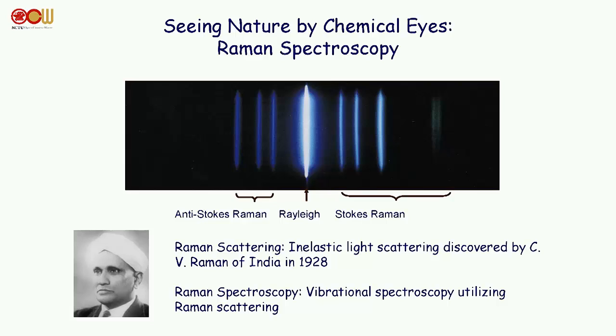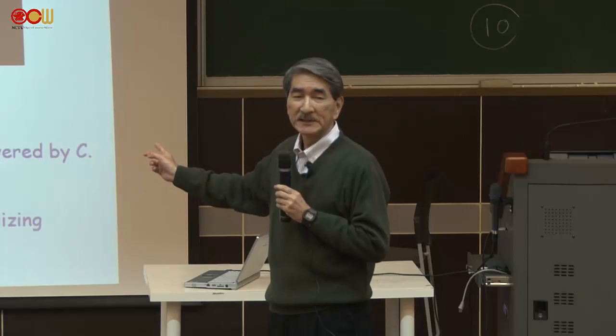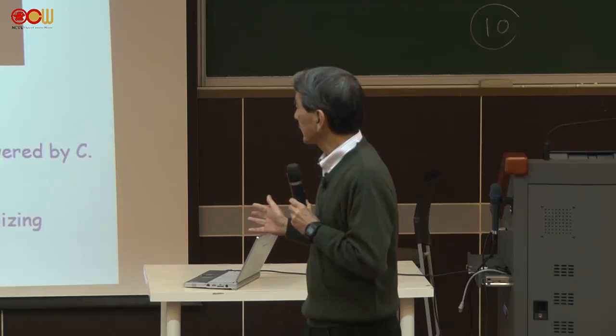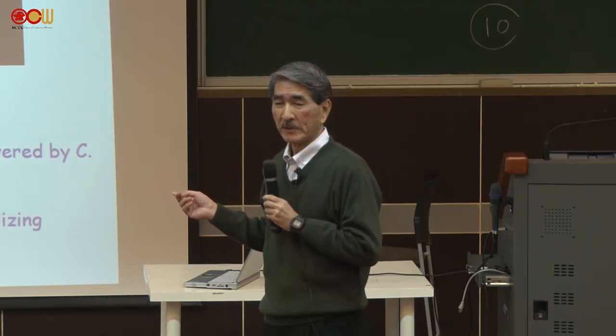And this is Raman. And this is a picture of Raman, actually. So seeing nature by chemical eyes by using Raman spectroscopy. And Raman is the name of an Indian scientist who discovered what is called Raman scattering in the year 1928. So many years ago, nearly 90 years ago.